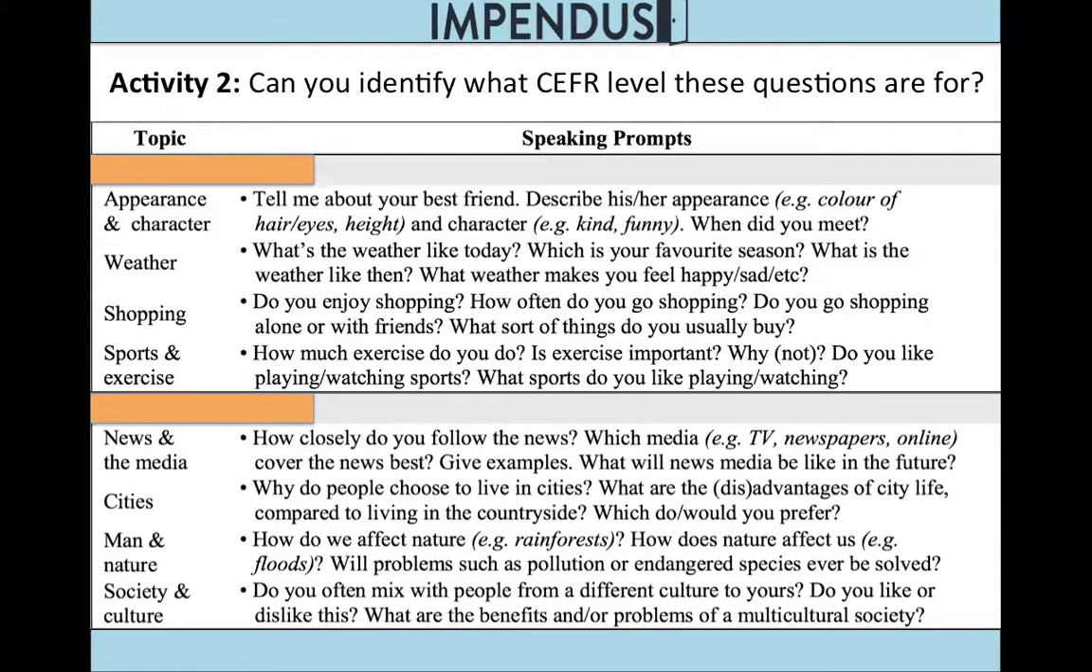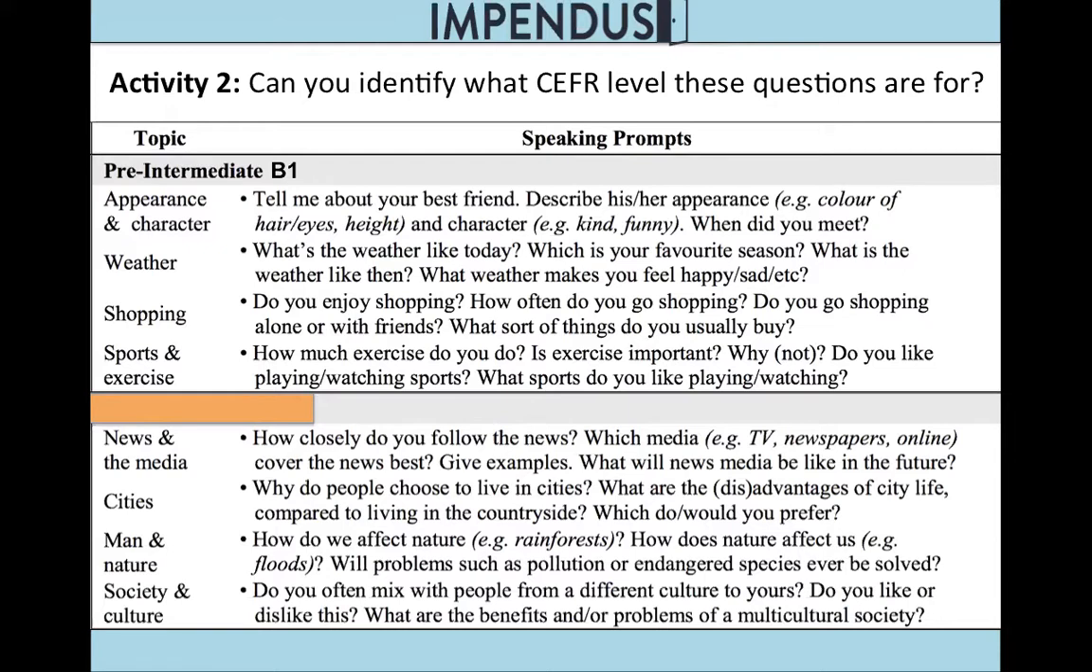Okay, let's reveal the answer. If you guessed B1 pre-intermediate, you're right. We've got some past tense in there. We've got a couple of more advanced questions, but it is still fairly basic. Let's look at the next section.